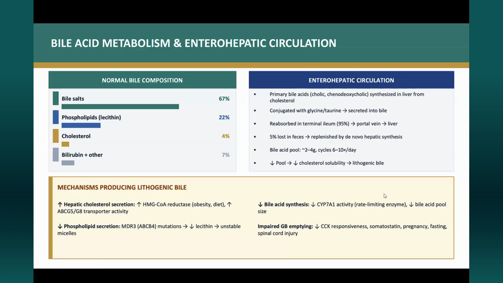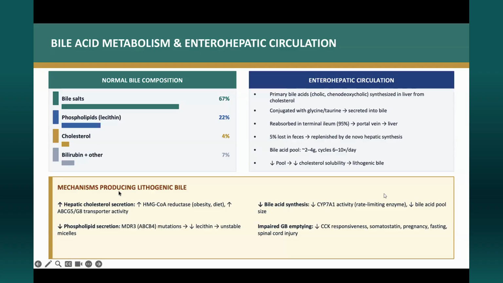Enterohepatic, babalik sa liver. So primary bile salts are synthesized in the liver, then conjugated and secreted in the bile, reabsorbed in the terminal ileum, and then goes back to the portal vein and back to the liver, back to the gallbladder. So only 5% is lost in the feces, and the bile acid pool is about 2 to 4 grams in cycles of 6 to 10. A decreased pool means decreased cholesterol solubility and a lithogenic bile. So all of this points to enterohepatic circulation.